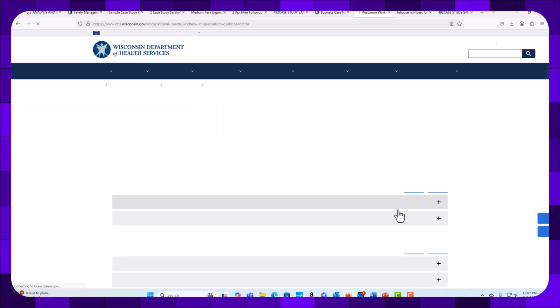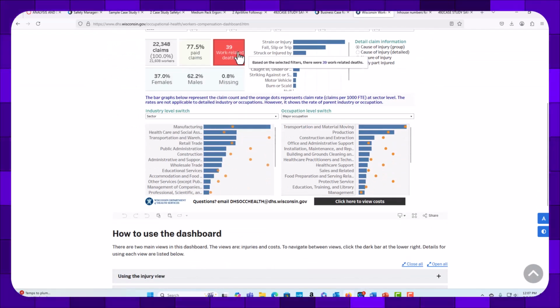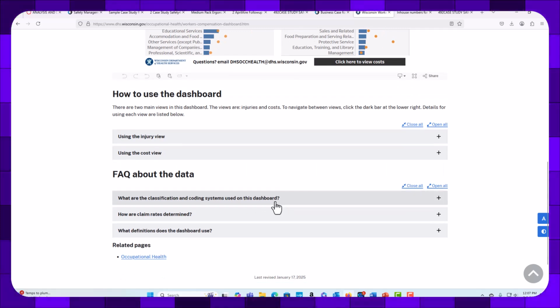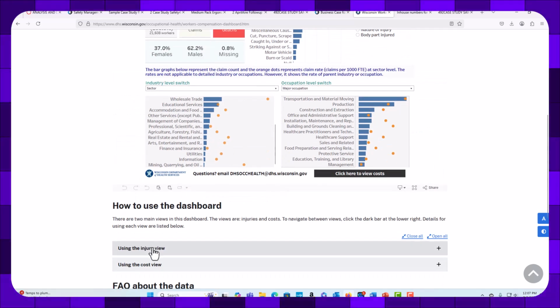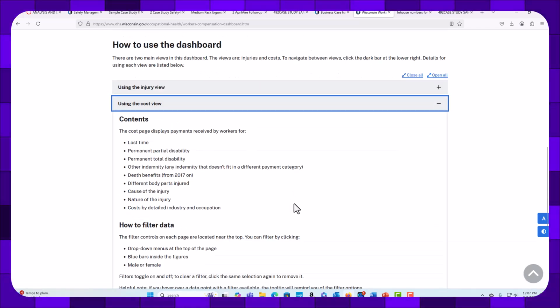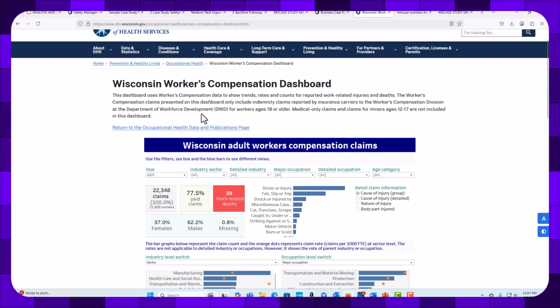We can take a quick look at the dashboard. And it just kind of breaks things down. You can look and try to get an average of things. Injury view or cost view. They use the cost view. And there's some historical data as well that you can take a look at.